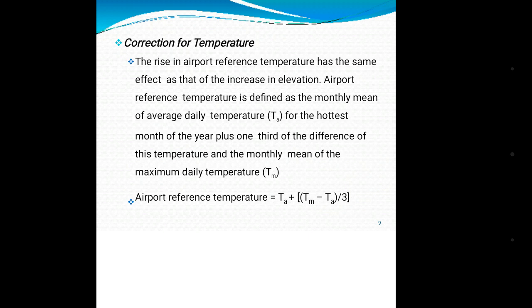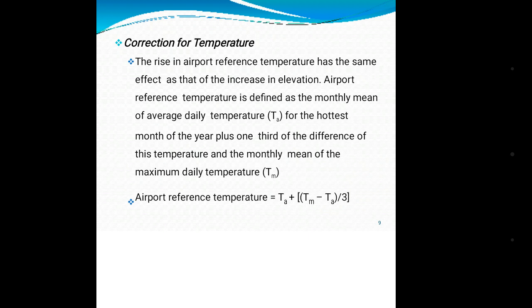Airport reference temperature is defined as the monthly mean of average daily temperature. So I have to take the mean of average daily temperature for the hottest month of the year. One can take the example of the month of May. In the month of May we have 30 or 31 days, so we count the daily temperature and take the monthly mean of average daily temperature. Plus we have to add one third of the difference between this temperature and the monthly mean of maximum daily temperature. By this one can calculate the correction for temperature.